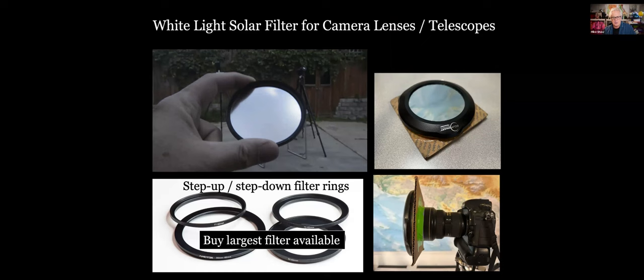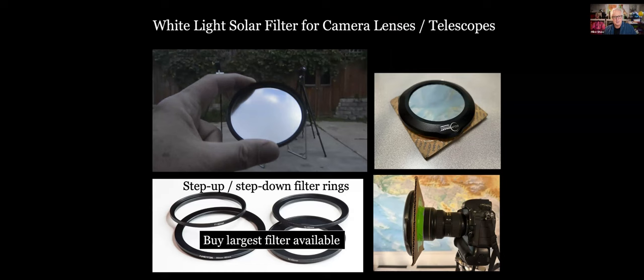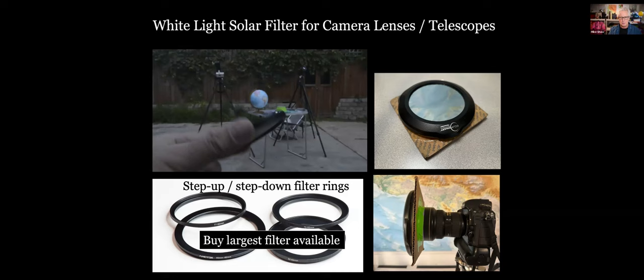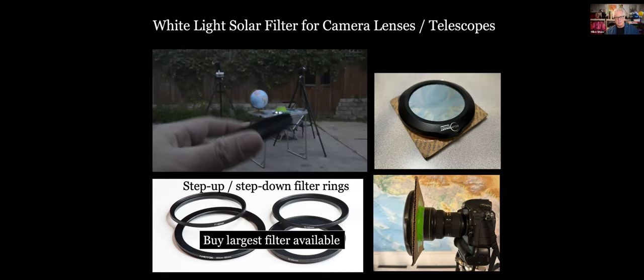But as you can see, it's a very thin, flexible, not a metallized piece of mylar, basically. And if you do buy a filter that screws into your lens, one idea would be, as you can see in the bottom left, to get the biggest one you possibly can and then get step-down rings for your other lenses. So you don't have to buy a small one for your small lens and a big one for your big lens. Just buy all big filters and then use these step-down rings.